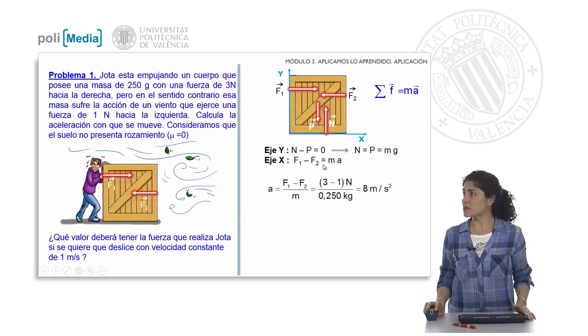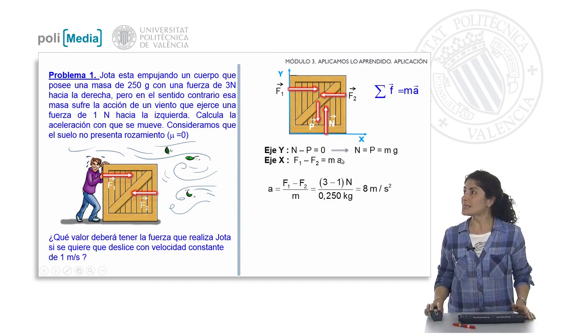If we solve this second equation, we already have the value of the x-component of acceleration equal to 8 meters per second squared. In addition, we are asked what value the force J must have if we want it to slide with a constant velocity of 1 meter per second. Logically, if the velocity is constant, the acceleration must be 0.